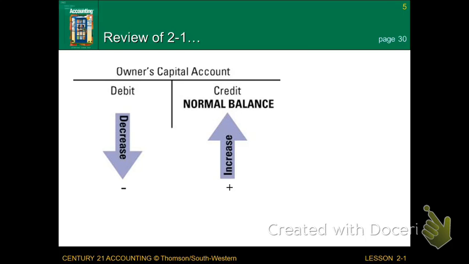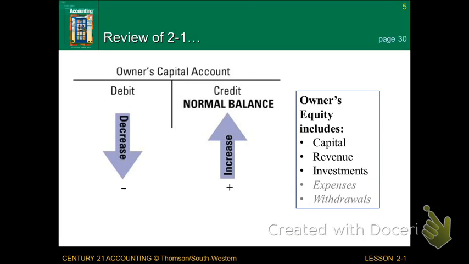Very similar to a liability is our owner's capital accounts. They also increase as credits, so they would increase on the credit side, and capital accounts decrease on the debit side of the T account. So capital increases as a credit, decreases as a debit. The capital accounts or owner's equity accounts we've learned are capital, revenue, and investments. In Section 2-3, we're going to get a little bit more involved with expenses and withdrawals because they have their own separate technique as to how they increase and decrease. So we'll get into those in Section 2-3. We'll just hold off for those for now.